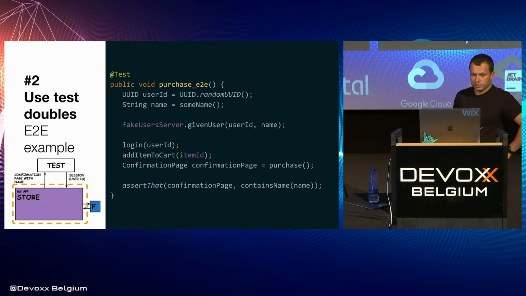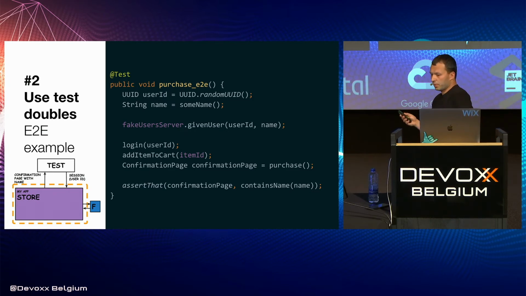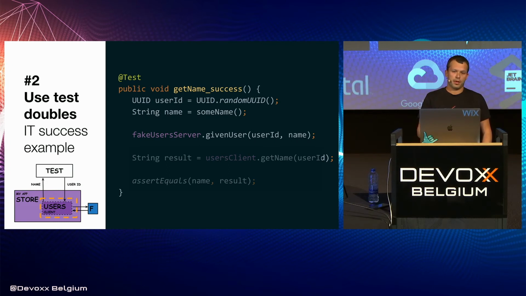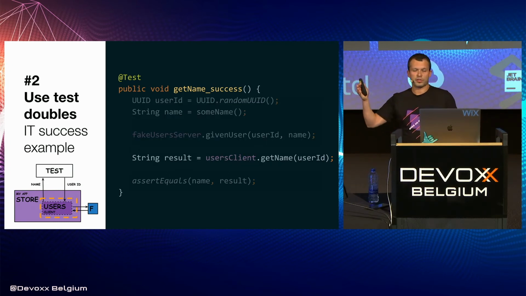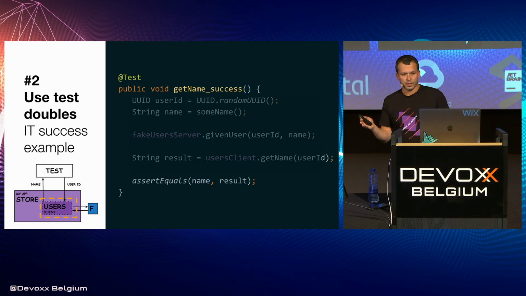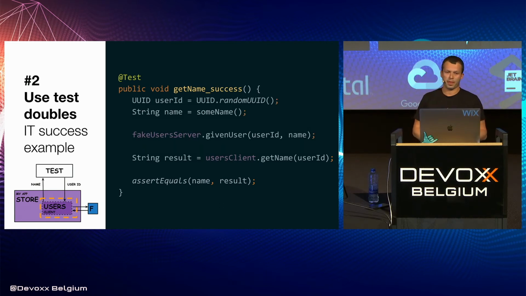Let's see how the integration test will look. So in the integration test, we want to test only the piece of code that integrates with the user server. So again, we set up in a very similar way. We set up our fake. And then we are calling userServerClient.getName with the user ID, getting a result. And we assert this result. So we know that our user client is implemented correctly.